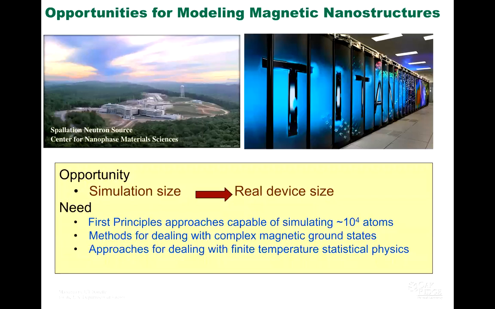So as I'll show you, we get to the range where we can simulate tens of thousands of atoms directly, and we can find both the magnetic ground state of these materials, as well as going towards the finite temperature behavior of these materials, which are very important for technological applications.